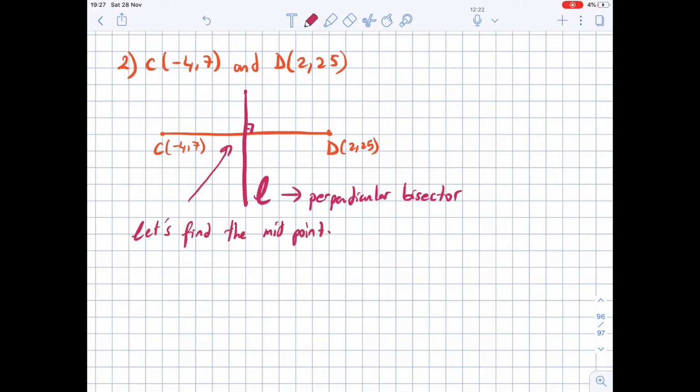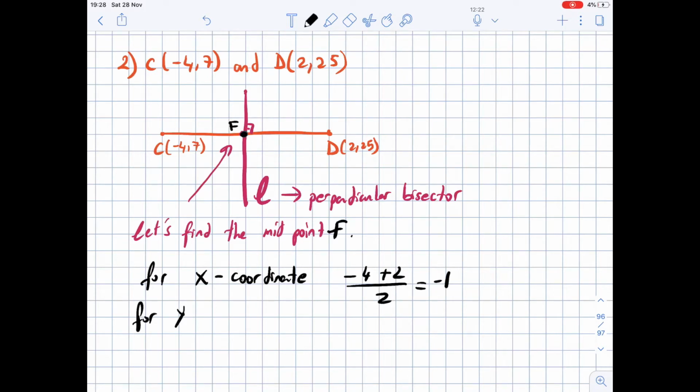Let's find the midpoint. Let's name it F, and we are going to find point F. For the x coordinate, from point C we have -4, from point D we have 2. So we're going to add them up and divide by 2. -4 plus 2 is -2, divided by 2 is -1. So the x coordinate will be -1.